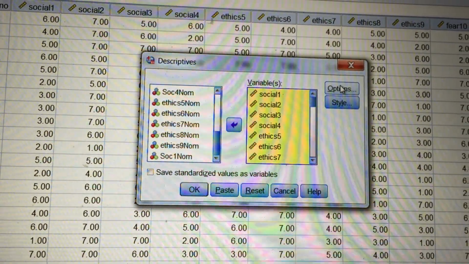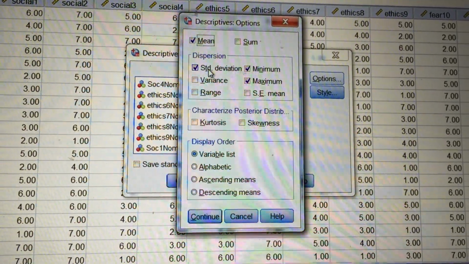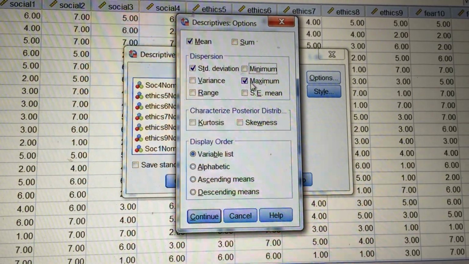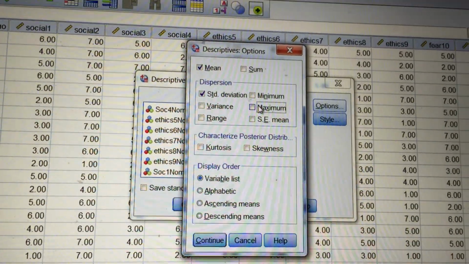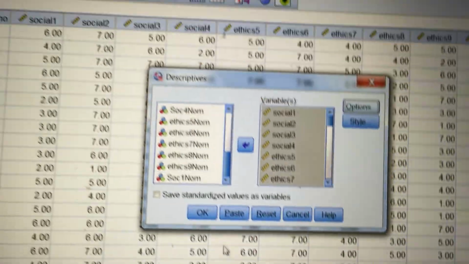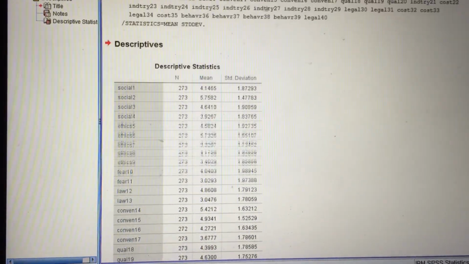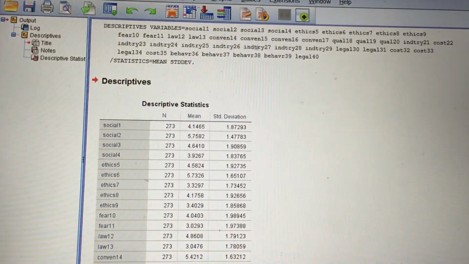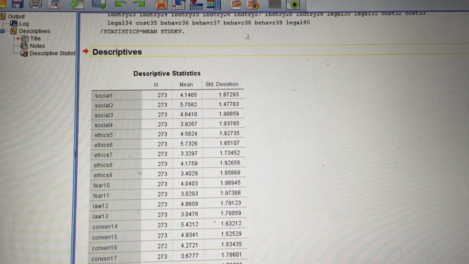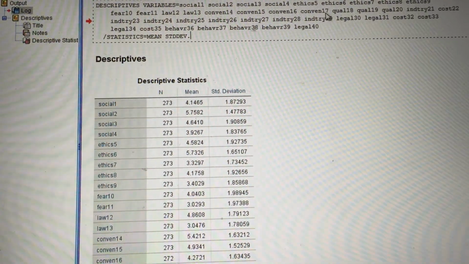And under Options, I'm going to tell it that I want the mean and the standard deviation, which are both default, so I don't have to check those. I do not need the minimum or the maximum, so I'm going to uncheck those, and I'm simply going to click Continue and OK. And there we have, probably on one page, all of our interval level variables all run together. Now I'm going to move this just to save a little bit of paper.